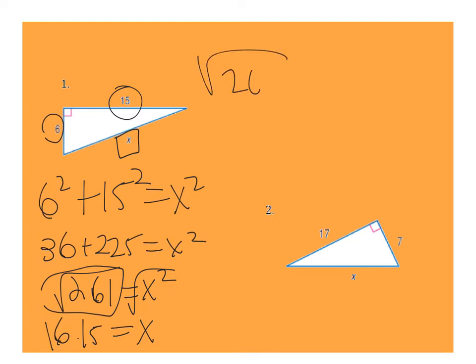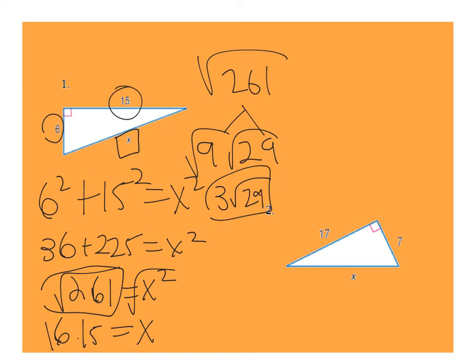Now if I said simplify the square root, you should know what to do there. Quick reminder, 261 simplified: you start breaking it apart into things that it can be divided by. So I can break this apart into 9 and 29. Take the square root, so that'll be 3 square root of 29. So that would be my simplified answer.